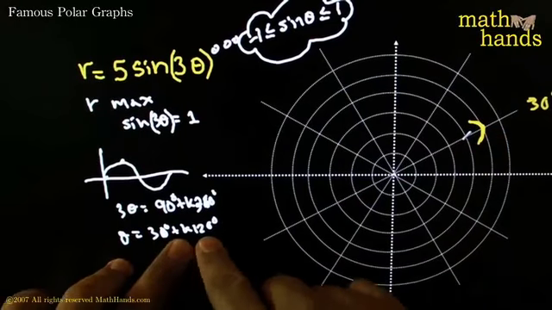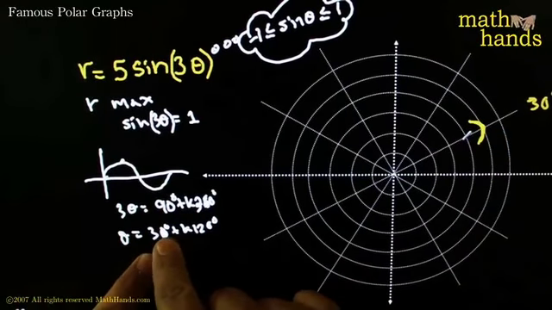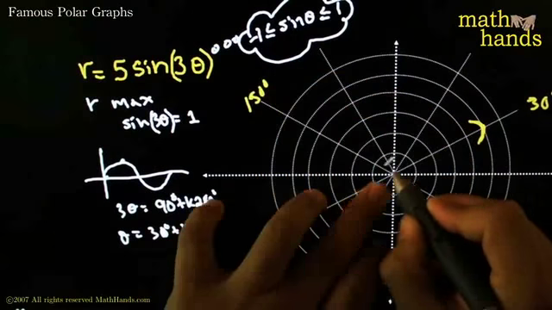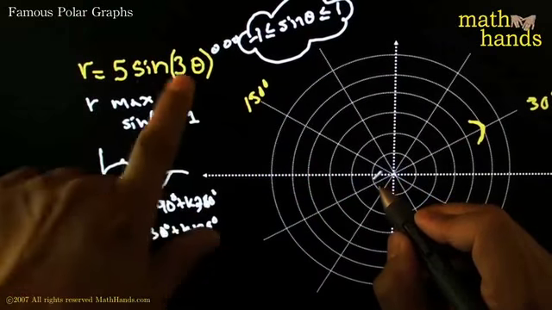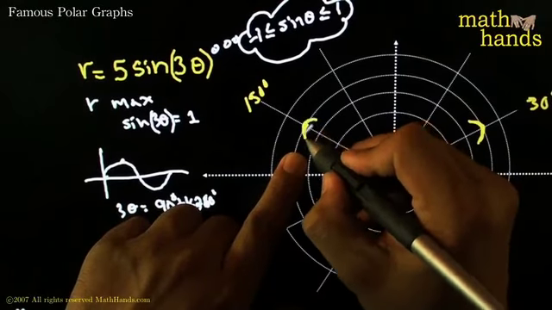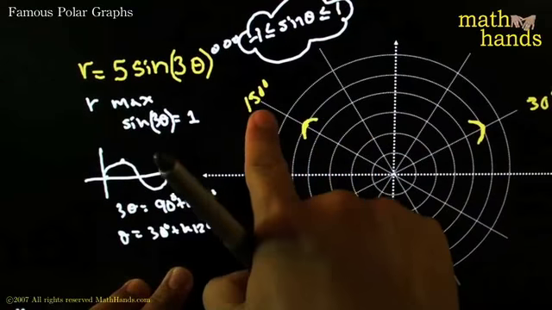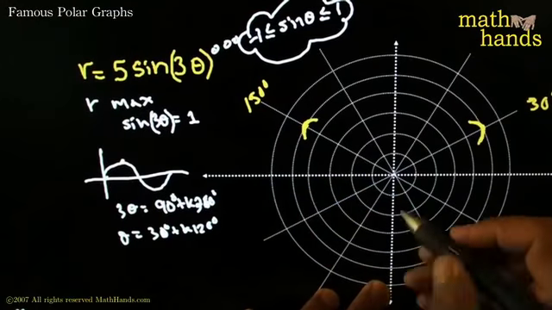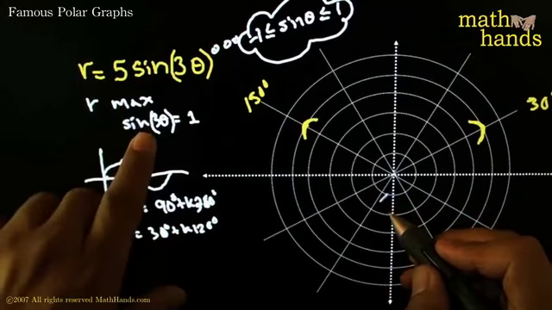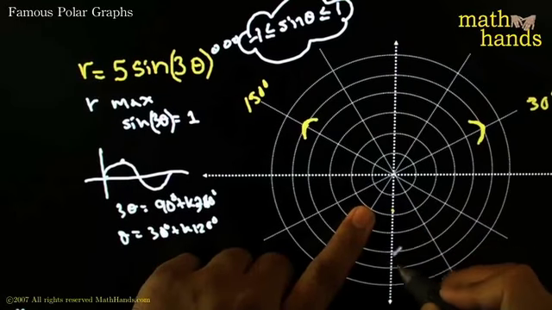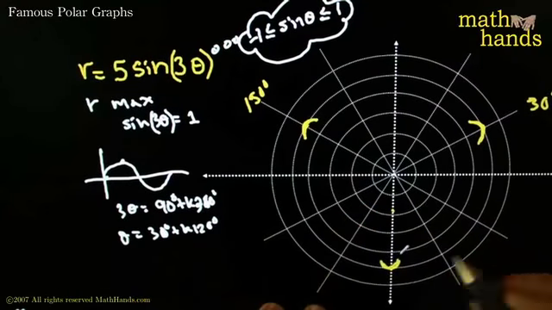Not only that, but it does it again if you add 120 to it. So 30 plus 120, that's 150. At 150, it does the same thing. This is 1, so this is 5. 1, 2, 3, 4, 5. It reaches its max there as well. And if I add 120 to that, I'm at 270, and it reaches its maximum there. This will be equal to 1. 1 times 5 is 5. It reaches its maximum there.